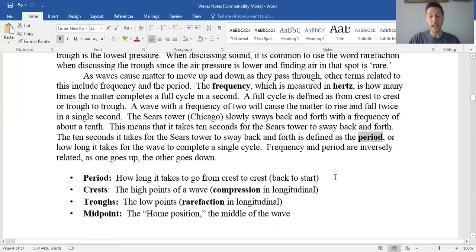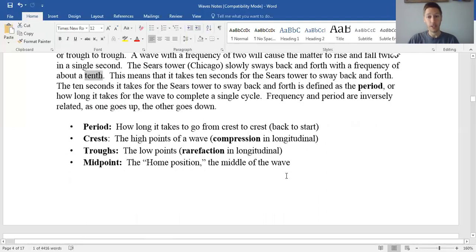Then the period will be how long it takes for just one vibration. How long does it take for that string to move back and forth just one time? And lots of big tall buildings sway back and forth. For example, the Sears Tower has a frequency of about 1/10. That means that in 10 seconds, it goes down and back one time. So it sways slowly back and forth.